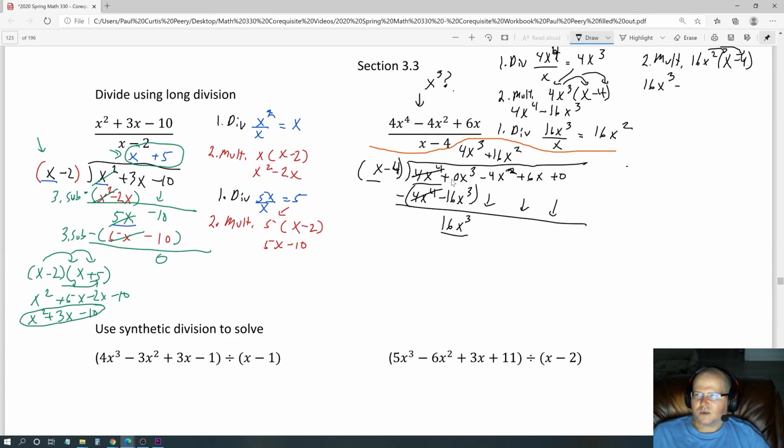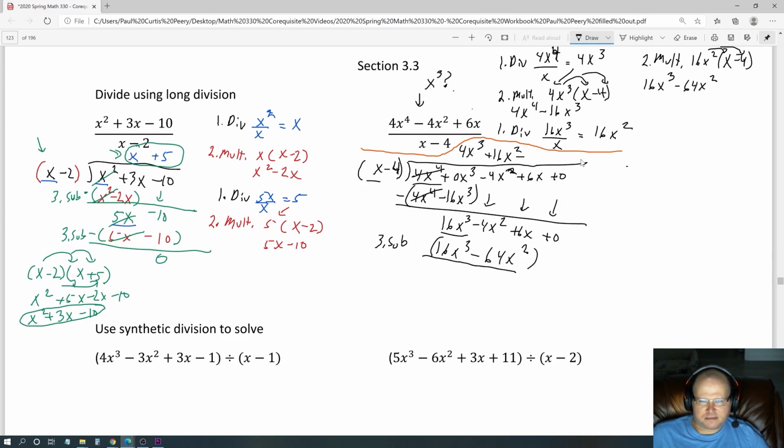All right, so 16x squared times x is 16x cubed. 16x squared times negative 4 is negative 64x squared. 16x cubed minus 64x squared. We write this negative 4x squared plus 6x, and put plus 0 there. You don't actually have to bring everything down at this point if you don't want to. I'm purposely trying not to write all this stuff to show you that it's quite possible not to write it all down. If you need to write everything, write it all down. So I'm going to maybe skip the last two steps.